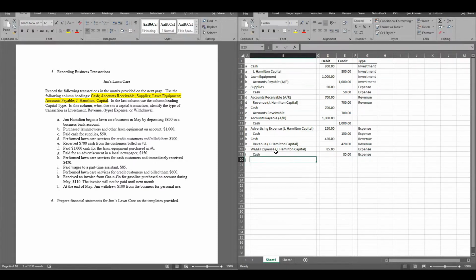Now for J, we perform lawn care services for credit customers and billed them $600. We've done this once before, right? Accounts receivable and revenue. This is the same entry, it's just a different amount. So this time it's for $600.